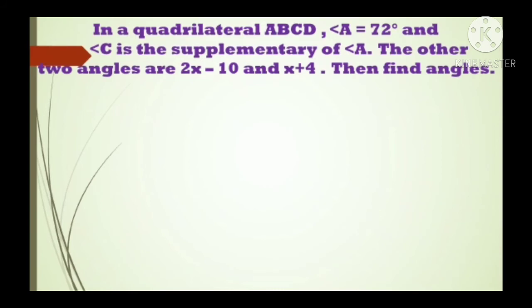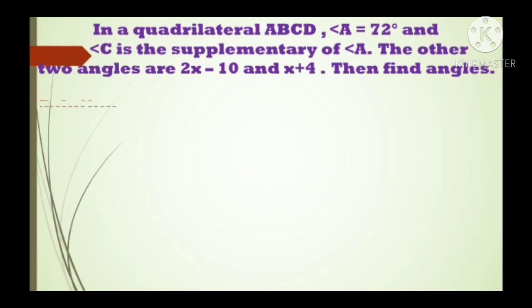So ABCD is a quadrilateral here. Angle A is given here and angle C is the supplementary of angle A. So what can we say? Yes, the sum of those two angles gives 180 degrees. That is angle A plus angle C equal to 180 degrees.